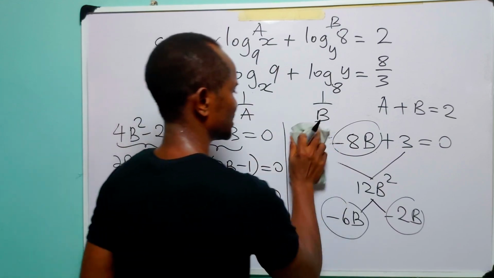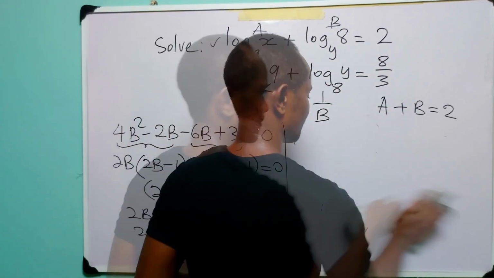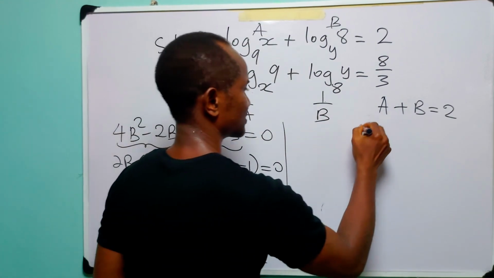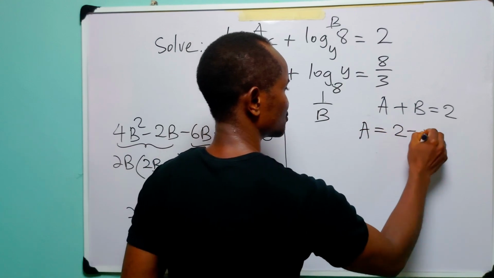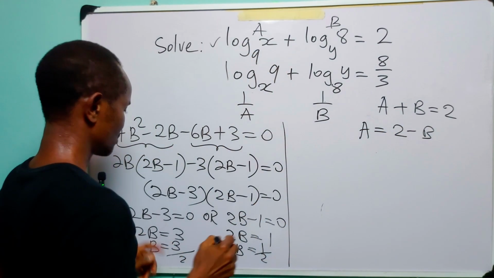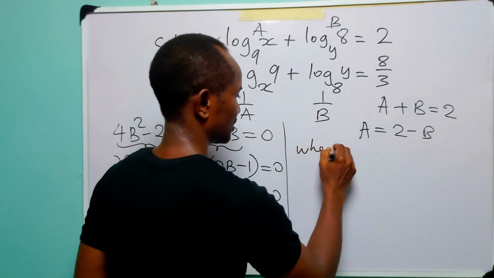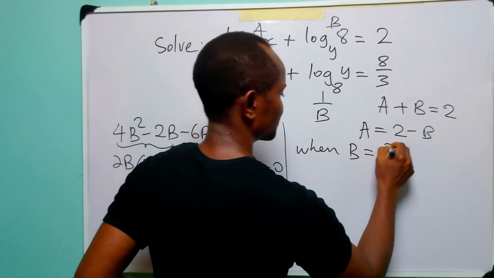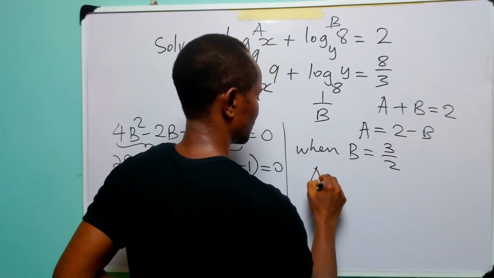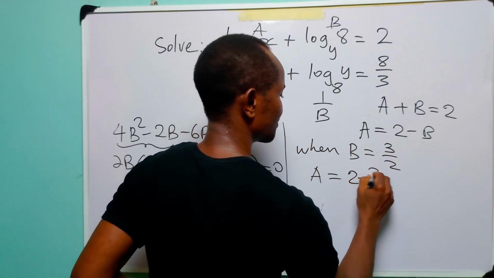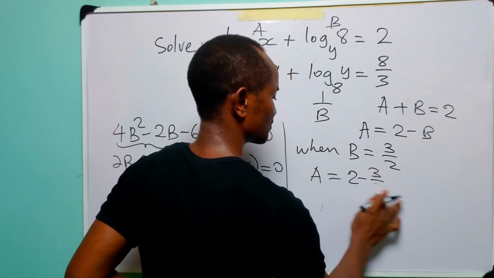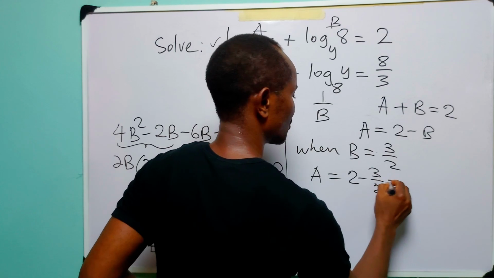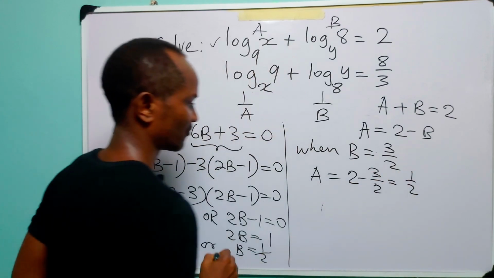From this equation, we can get values for a, because of course we know that a is equal to 2 minus b. So when b is equal to 3/2, a is equal to 2 minus 3/2, which is equal to half.